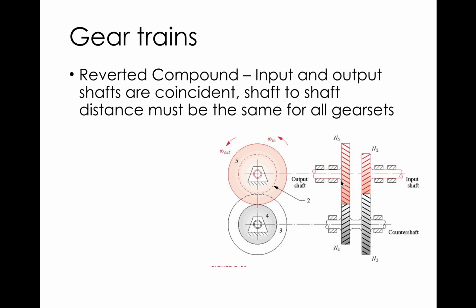For packaging, it might work a little better. This is very common in automotive applications. One real reason in automotive applications is most transmissions, these are usually manual transmissions, is where you see reverted compounds. In a manual transmission, you want to be able to have a 1-to-1 ratio where the input and output are spinning at the same speed.